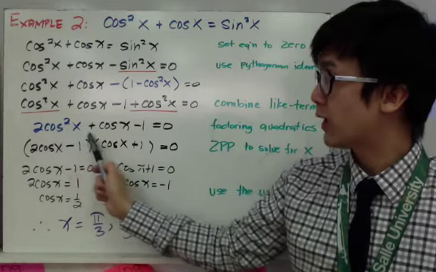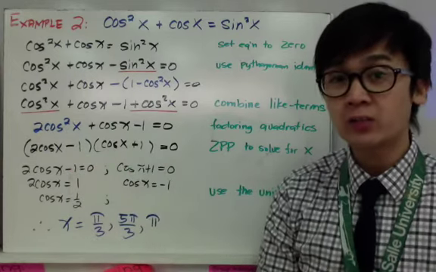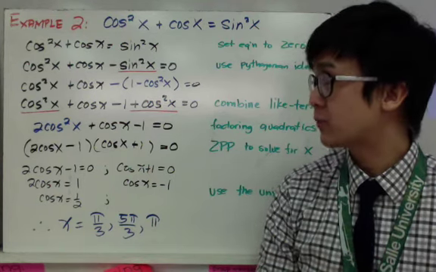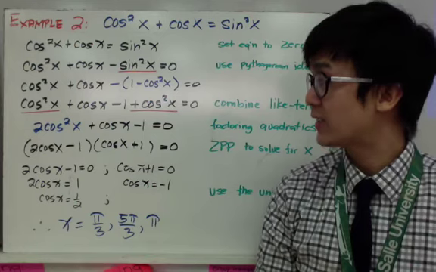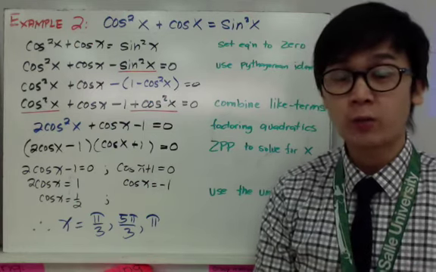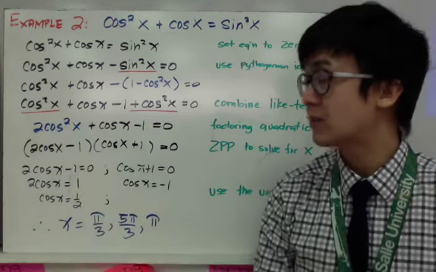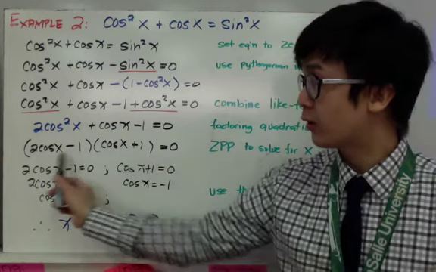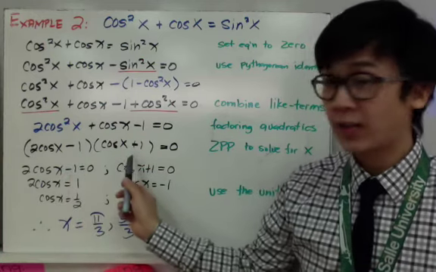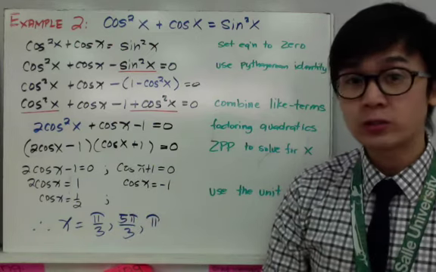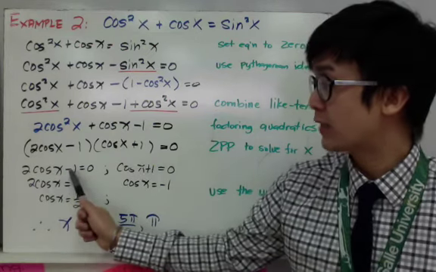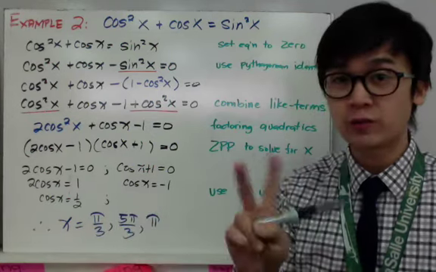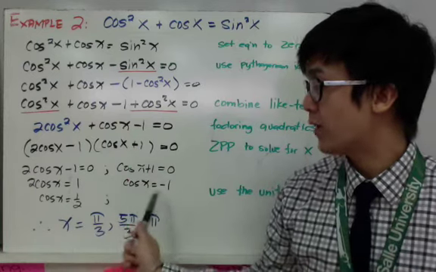Now I have 2 cosine squared x plus cosine x minus 1, which is factorable if we convert it into an algebraic expression. So 2 cosine squared x plus cosine x minus 1, you can visualize it as 2x squared plus x minus 1, which you can factor, and it will give you 2x minus 1 and x plus 1, which I then transform into a trig equation based on our problem. And I know that it's factorable, so I can use the zero product property to solve my equation. So I have 2 cosine x minus 1 equal to 0 and cosine x plus 1 equal to 0. And solving for x, I have two values of cosine x. One is 1/2 and one is negative 1.